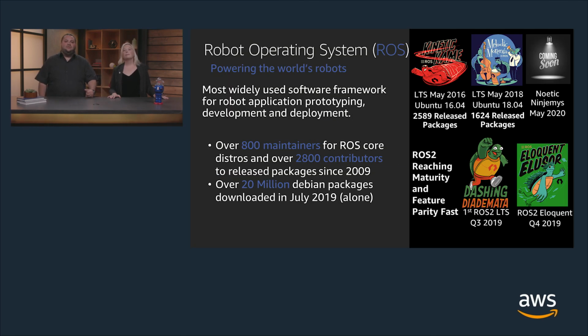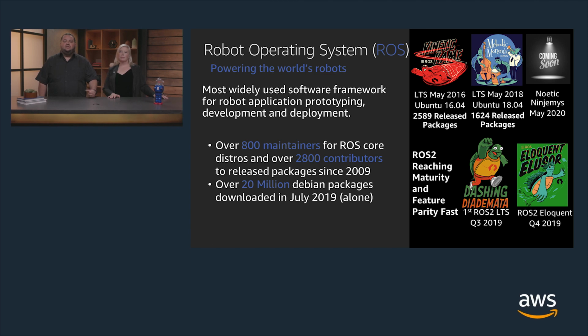ROS is the most widely used software framework for robot application prototyping, development, and deployment. Over 800 maintainers actively support ROS core distributions, and over 2,800 contributors have deployed code for binary release packages. There are over 20 million binary Debian downloads every month across a number of versions of ROS.